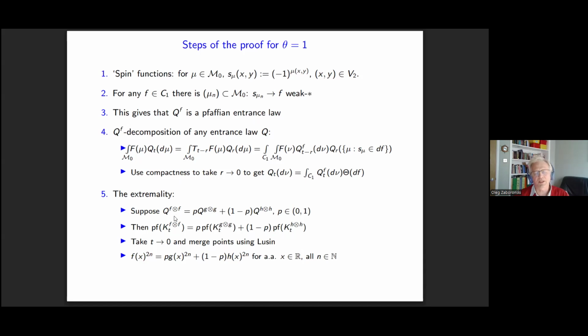So the Pfaffian structure allows you to say, if my law is a convex combination of laws, then my initial conditions should be a convex combination of initial conditions. Of course, you can only solve this identity if f, g, and h coincide up to a sign. So in step 4, we managed to decompose any entrance law in terms of entrance laws labeled by elements of C1, and in step 5, we check the extremality. So that's the sketch of the theorem, modulo technical details, and I tried to emphasize the role of the Pfaffian structure. Are there any questions?